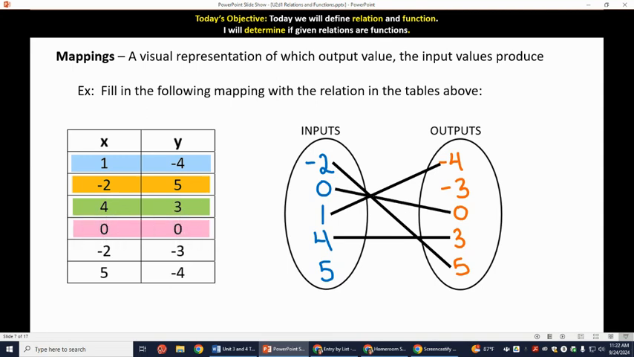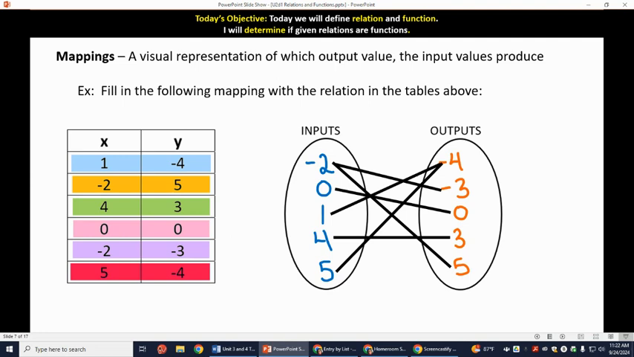0 to 0. The next line? Negative 2 to negative 3. Notice we already had one coming out of negative 2. That's okay. And then the last one from 5 to negative 4. Notice I have 2 going to negative 4. That's also okay.